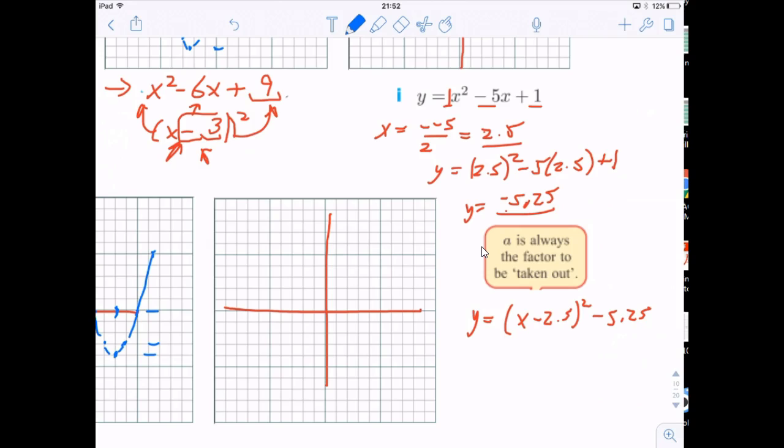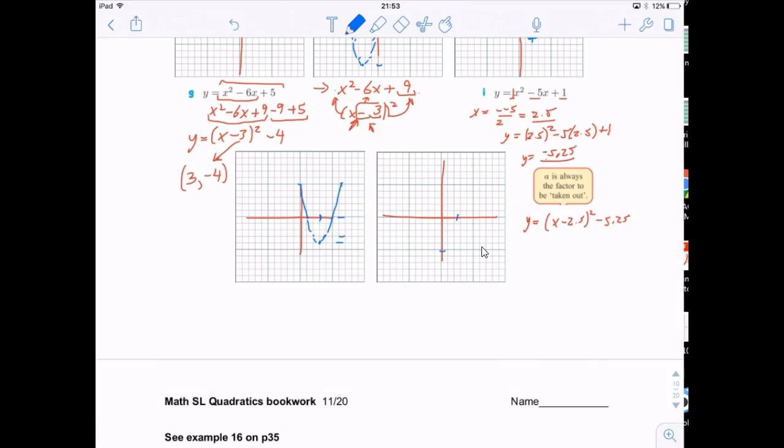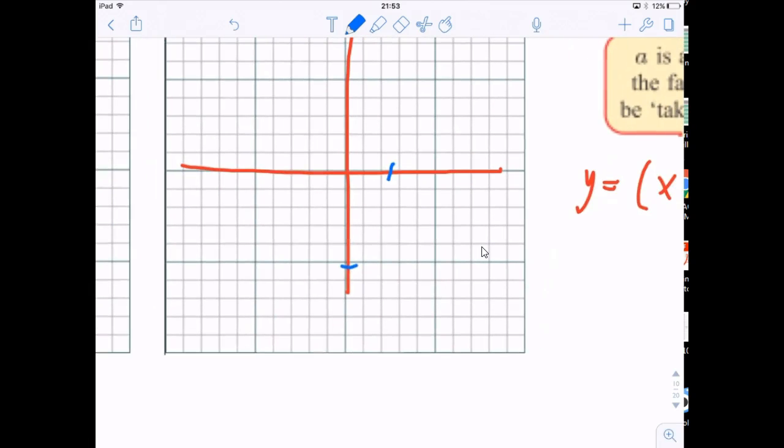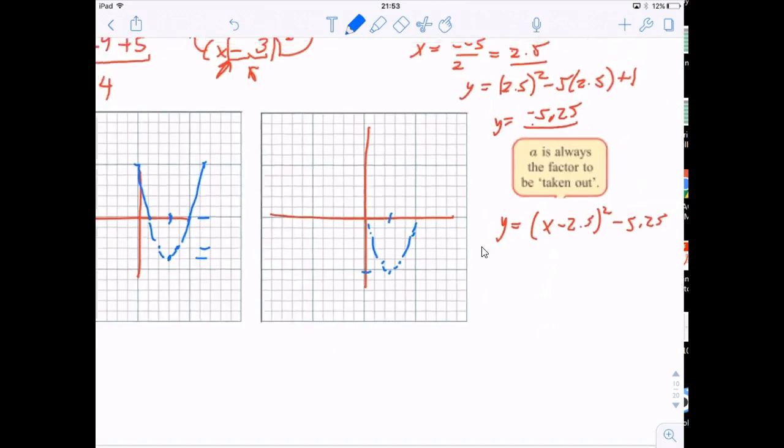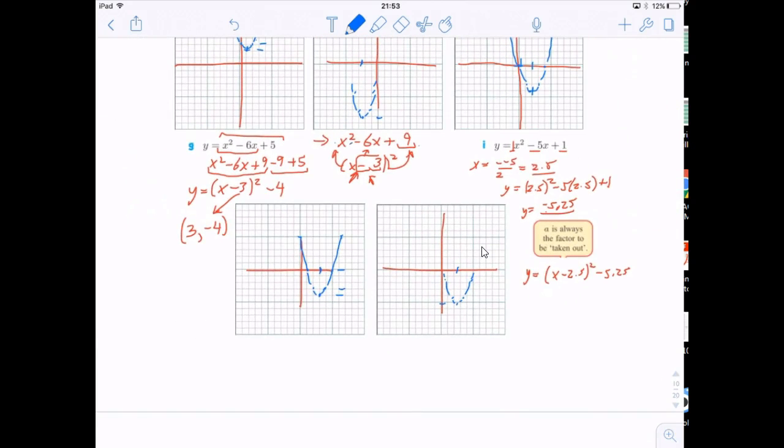So positive 2.5 and negative 5.25. So it's about there. And it's going to be a standard parabola. So it goes up 1 unit, and then it goes up about 4 units. So it looks about like that. All right. Okay, and that's it for this page.